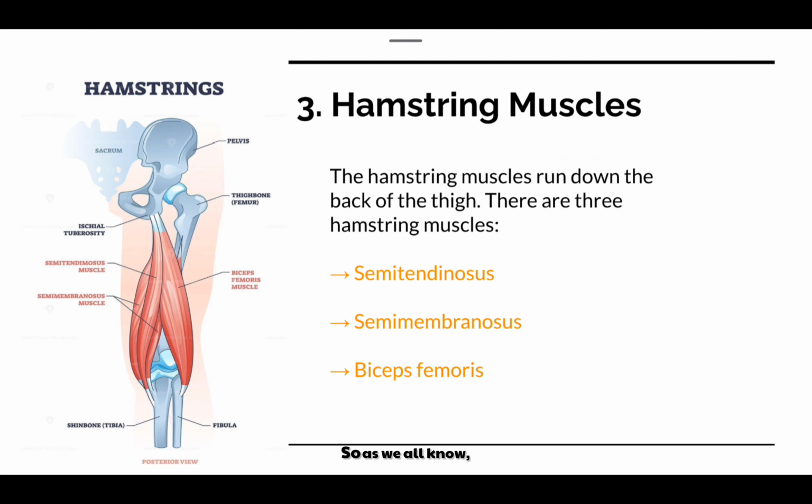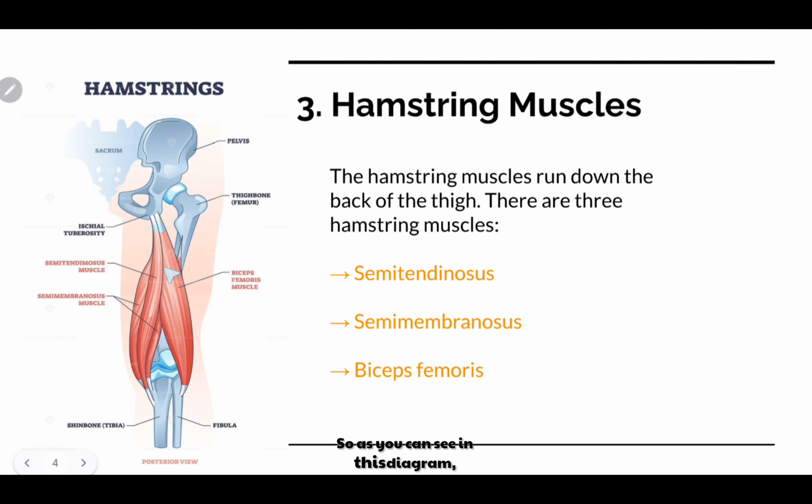Hamstring muscles. Where are the hamstring muscles located? In the back of thigh. In front of thigh, what was the muscle we saw just now? Quadriceps femoris. Now hamstring muscles run down the back of thigh. These are 3 hamstring muscles. Hamstring muscle is actually a combination of 3 individual muscles. They are semitendinosus, semimembranosus, and biceps femoris.